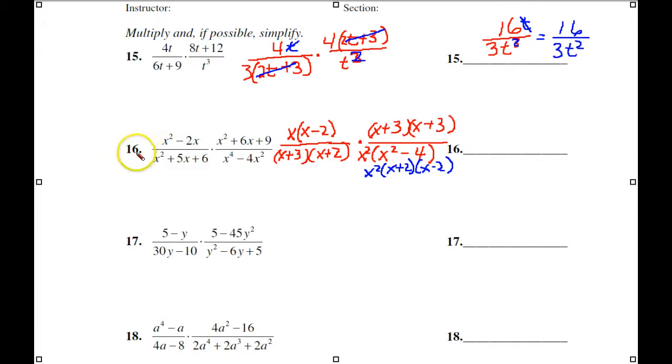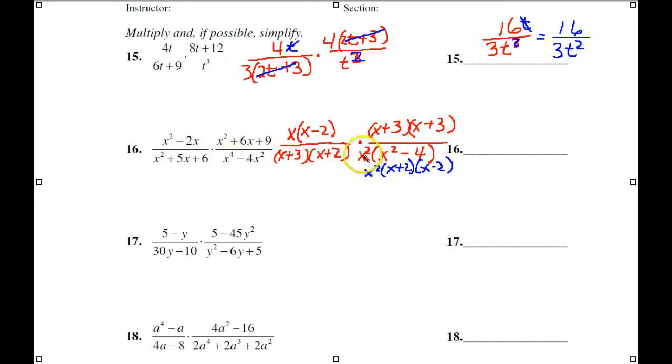Okay, let's look at number 16. This gets a little bit tedious here, sort of like four of our problems in chapter 5. And this is just one example. But here we can take out an x. Here this factors nicely into this. This is a perfect square trinomial that will factor into that.